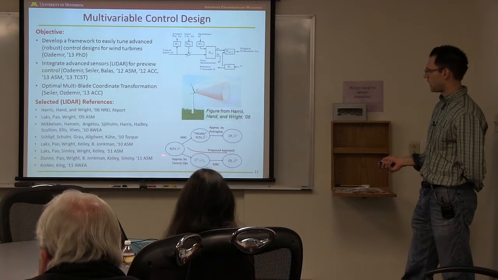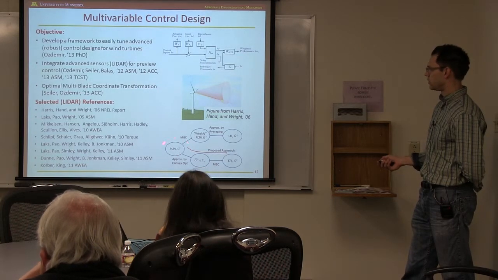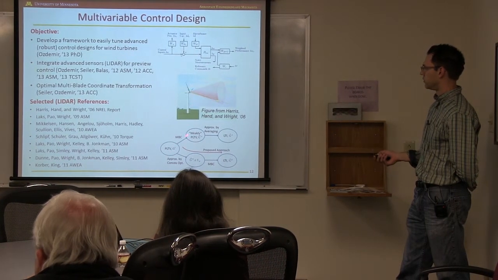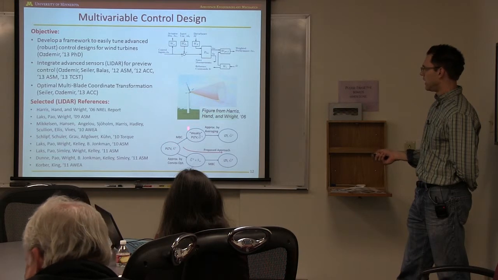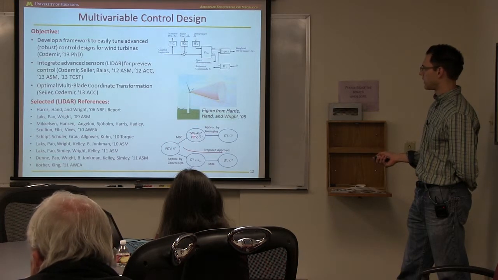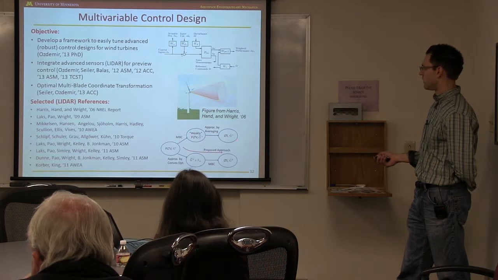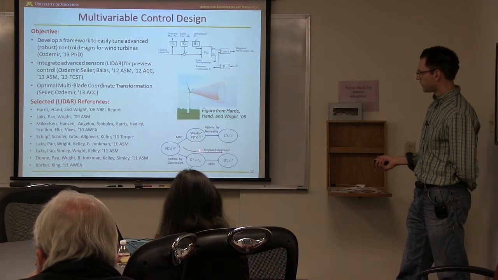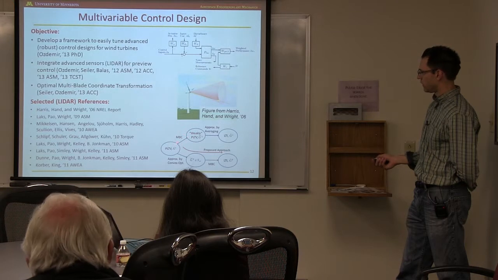You start with a periodic time varying model. This is what you would get by linearizing the fast model. You apply a coordinate transformation, which is based on the fact that the blades are rotating, called the MBC. And you get something that's kind of weakly periodic, and then you just average over one time period and you get an LTI model.